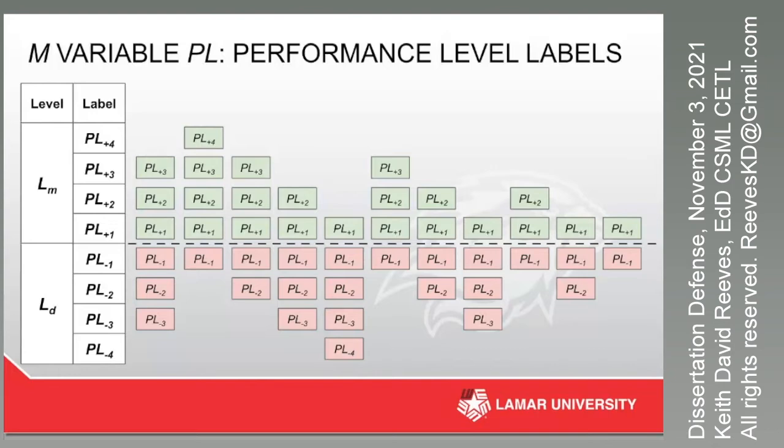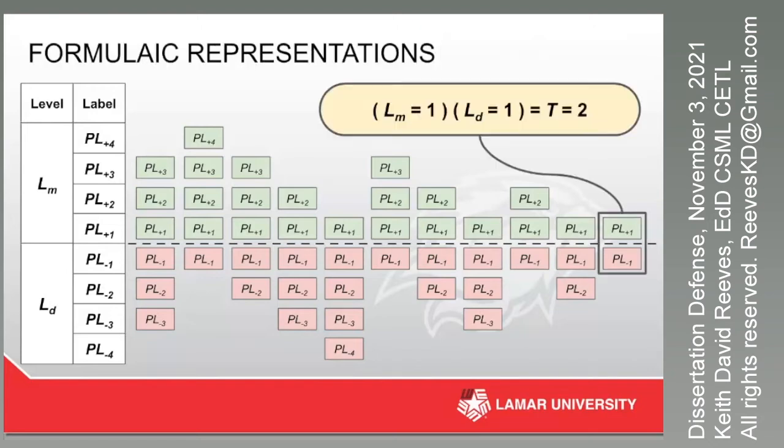If you'll look closely, you see that no two models are the same. Each one has a distinct arrangement of positive and negative PLs, which means a different count of LM and of LD for each model. We can now represent each model with a formula. This model has two PLDs, so think back, T equals 2. It has one PL above the line, so LM equals 1, and one PL below the line, so LD equals 1. As a check, notice that LM and LD always add up to T.